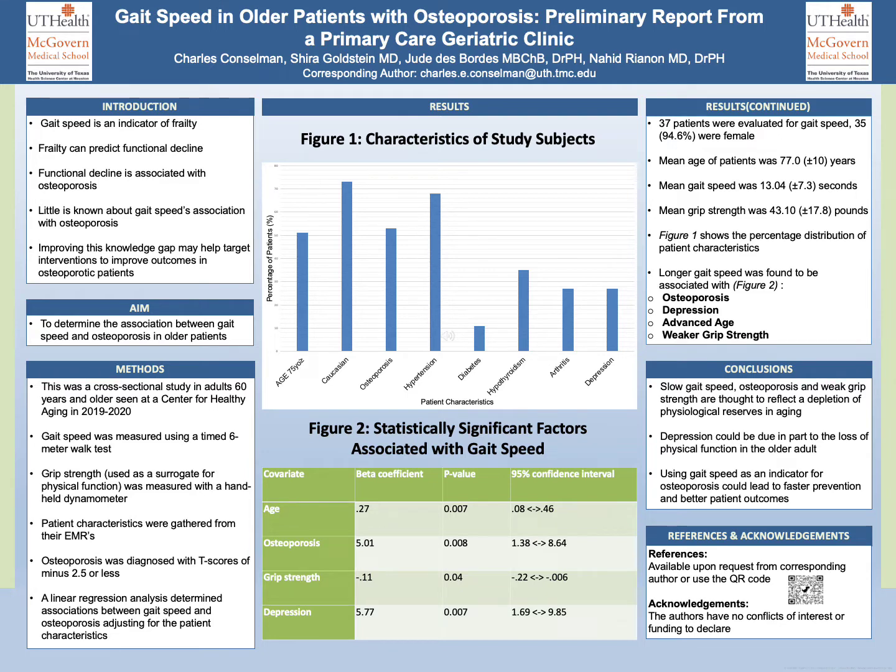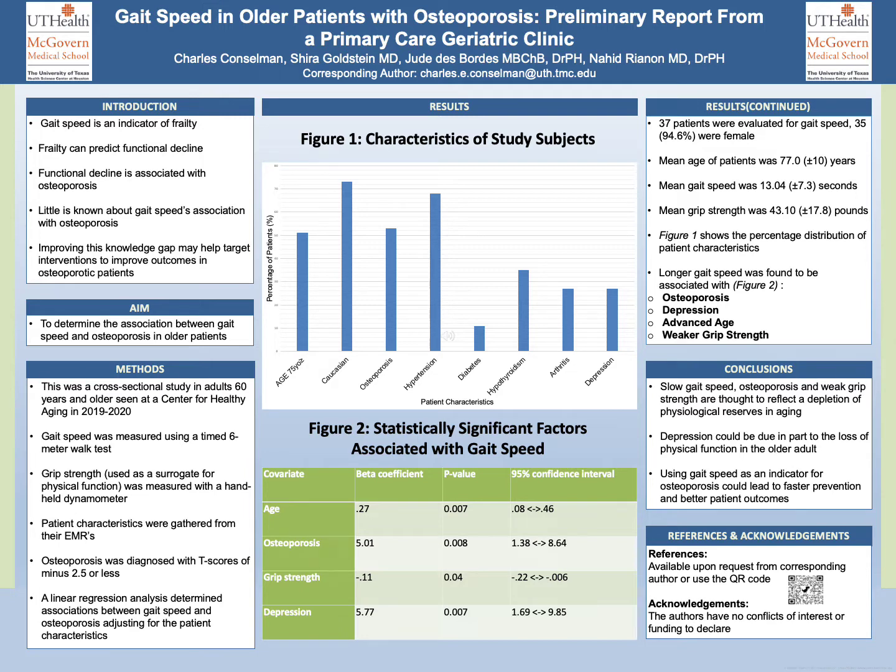Now, a few things to know before we discuss the study we conducted is that number one, gait speed is an indicator of frailty. Number two is that frailty can predict functional decline. And number three is that functional decline has been found to be associated with osteoporosis. Now, currently little is known about gait speed's association with osteoporosis, and improving this knowledge gap may help target interventions to improve outcomes in our osteoporotic patients.